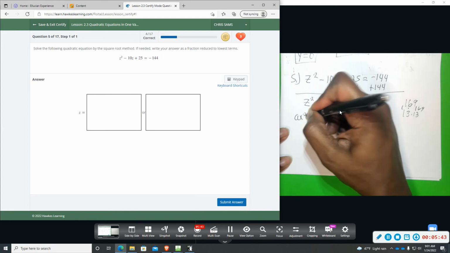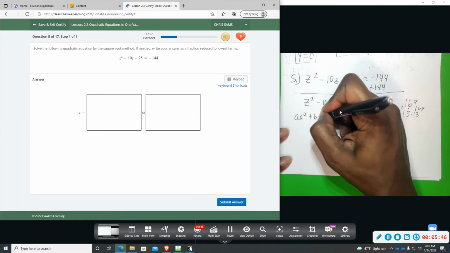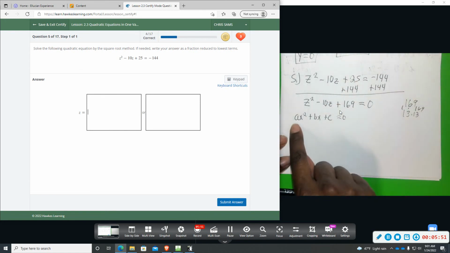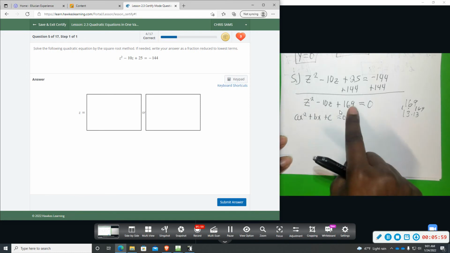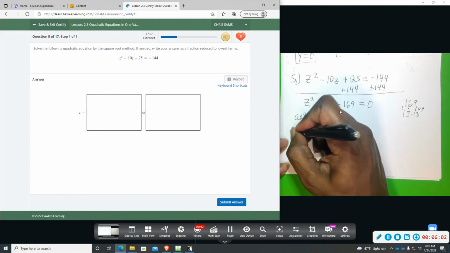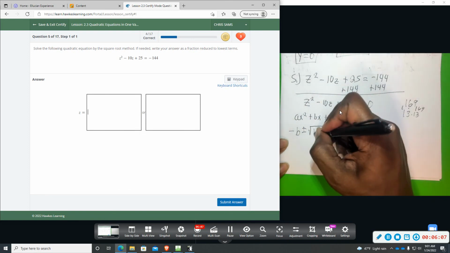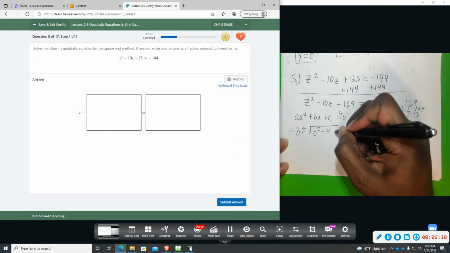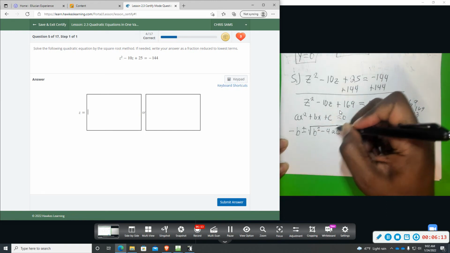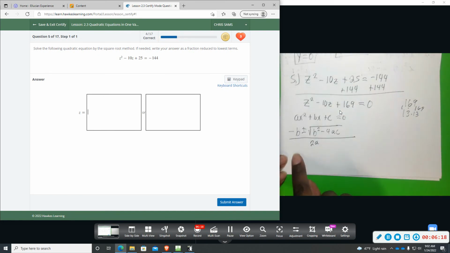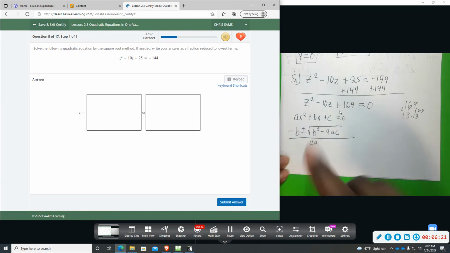Ax squared plus bx plus c. This is the standard form. You need to identify a, b, and c from your problem. A is 1, b is negative 10, c is 169. And we're going to plug it into negative b plus or minus the square root of b squared minus 4ac, minus 4 times a times c, all over 2 times a. So this is the quadratic formula. We're going to be plugging everything in and solving it this way.